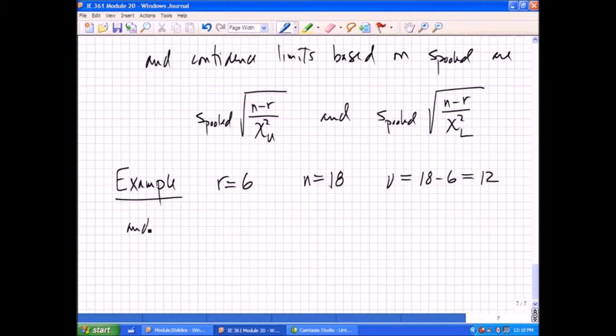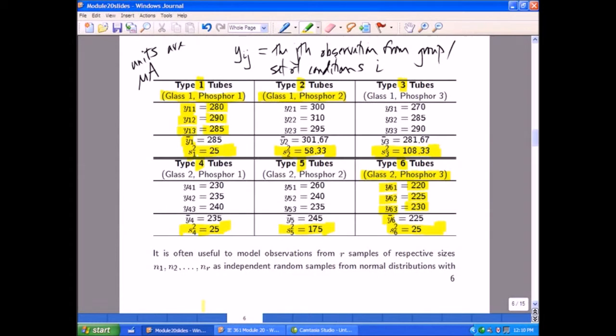And my S squared then is going to be, well, the denominator will be N minus R, or 12. The numerator will be twice. Well, there's a 25 here, there's a 58.33, there's a 108.33, down to a 25.